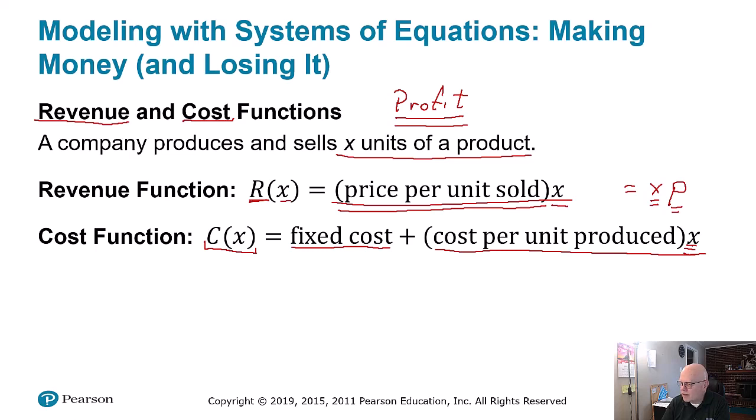Cost function. Fixed costs, like rent, for example. Maybe you rent your building or you have taxes on it. Those are fixed costs every month. Then the variable costs are how much it costs per item.